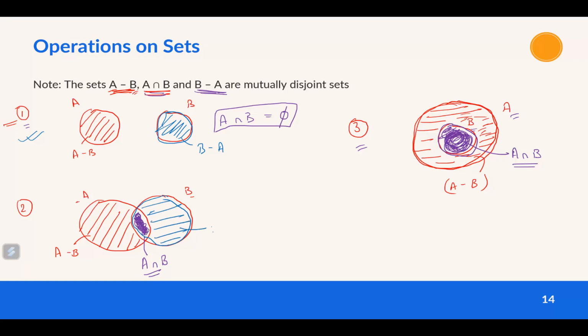Right? This is the set B minus A. Now in the third case, we have set B, and we have to remove the element A. So you see B is inside A. And when you remove the element A, there is no element in B remaining. So in this case, B minus A will be an empty set.